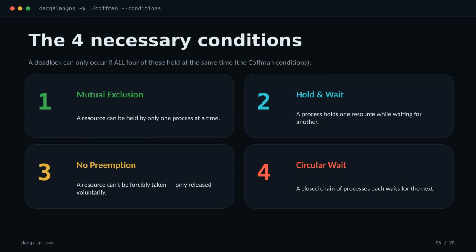Now, that little standoff isn't an accident. It only happens when 4 very specific conditions all line up at once. These are known as the Coffman conditions. First, mutual exclusion. A resource can only be held by one process at a time. Second, hold and wait. A process clings to what it has while reaching for something more. Third, no preemption. Nobody can rip a resource away. It has to be given up voluntarily. And fourth, circular wait, a closed loop of processes, each waiting on the next. Remove any one of these and a deadlock simply cannot form.